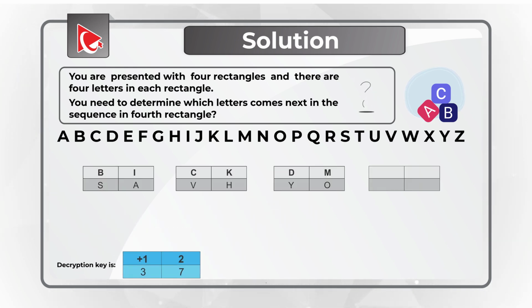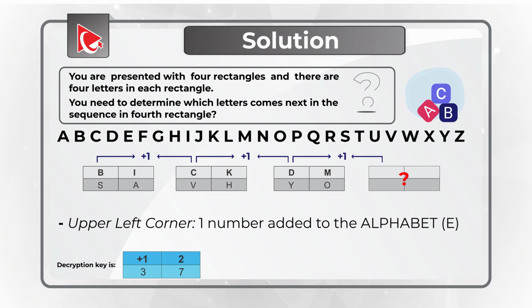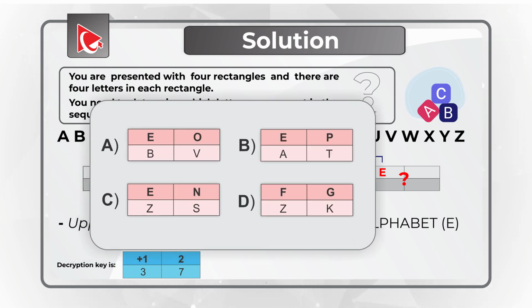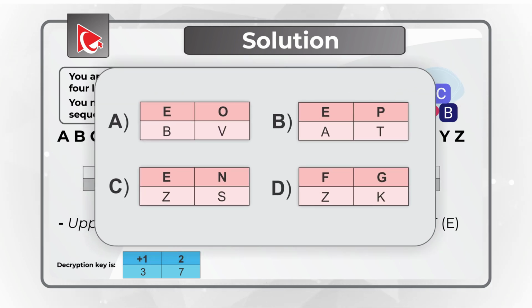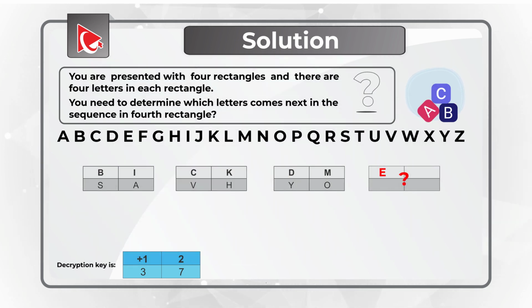Let's look into details. Let's start with the upper left corner of the rectangle and look at the existing sequence. You see that the letters are B, C, D, and they match the English alphabet 1 to 1. So the next letter would be E. But if you look at the set of answers, choices A, B, and C all have the letter E in the upper left corner. Now let's look at the upper right corner of the rectangles.